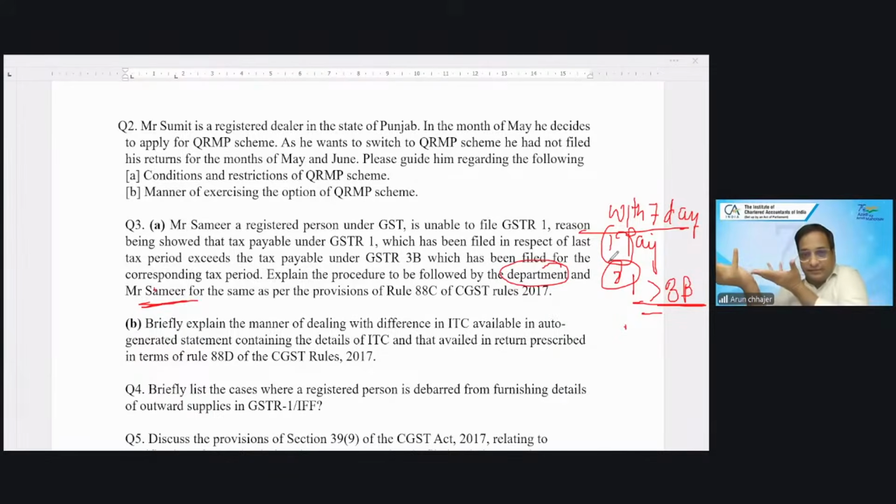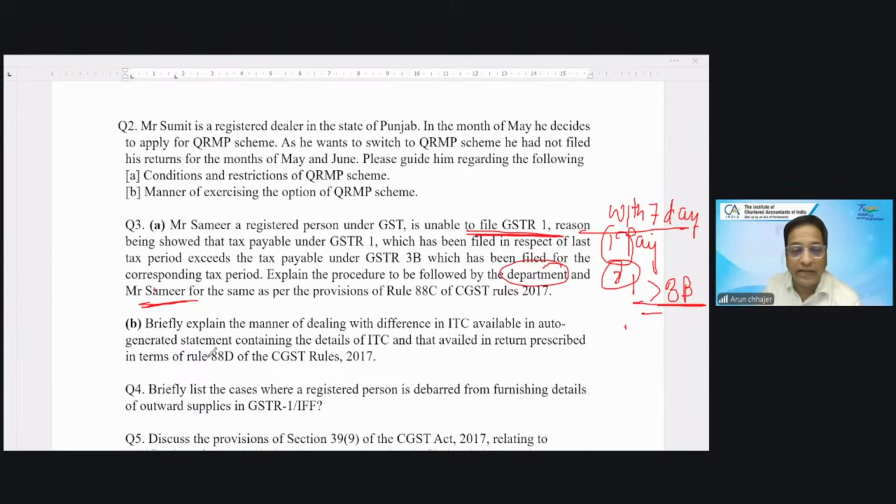What is the reason? It could be anything; there would be an option given to him. So if he is not replying or not paying within 7 days, he cannot file the subsequent GSTR-1. Is this clear?